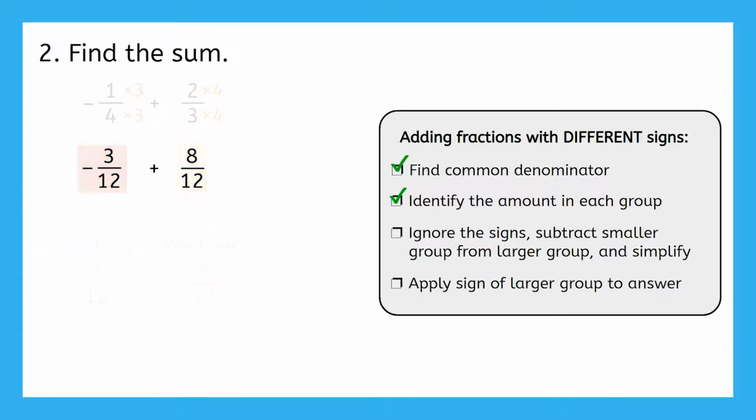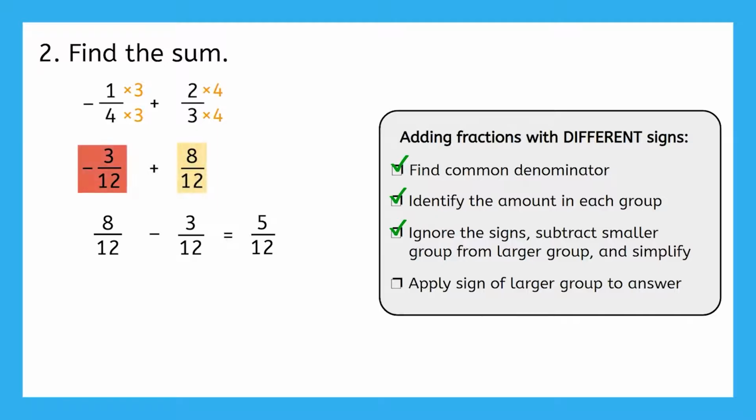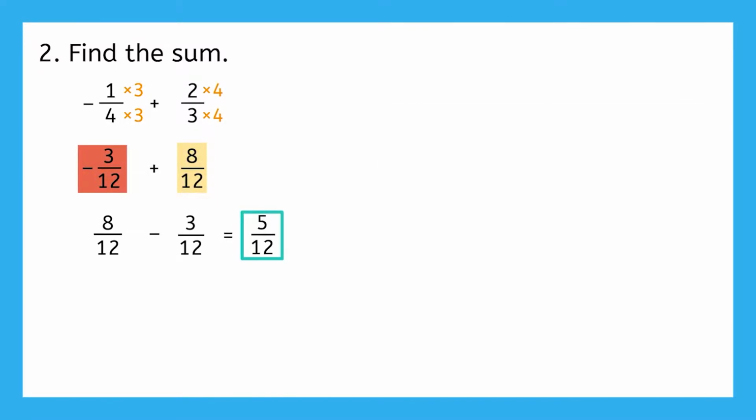To find the difference in the positives and negatives, we can find 8/12 minus 3/12. After subtracting, we get 5/12. Is this in simplest form? Yes. So now we need to check the sign of the answer. Since we started with more positives, our answer is positive 5/12.